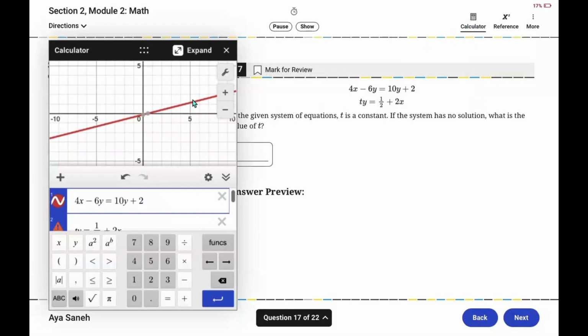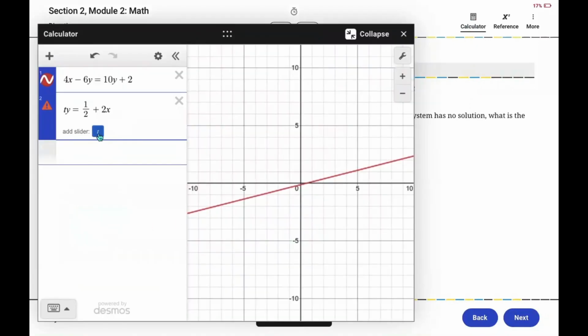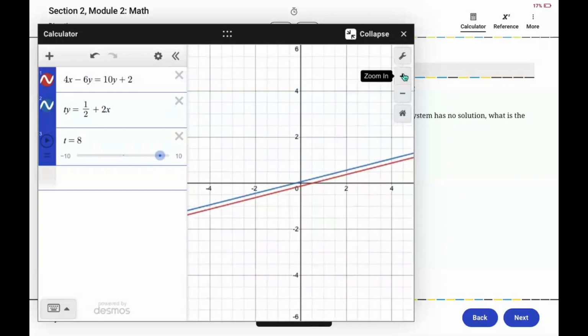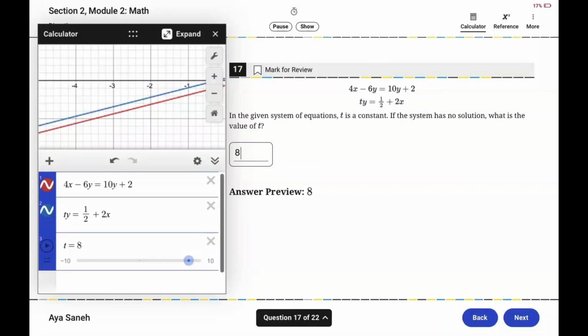No solution means the lines are parallel. You can graph both lines, then add a slider for t. Remember, this is what you're solving for. Play with t till the second line is parallel to the first. When t is 8, the lines are exactly parallel.